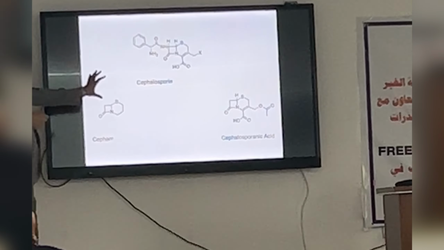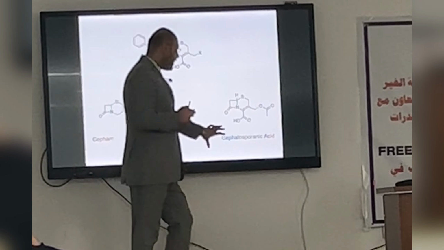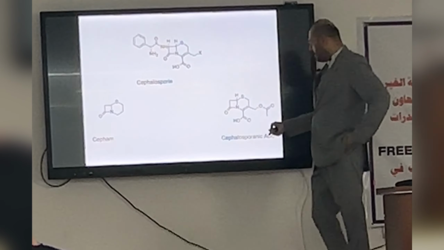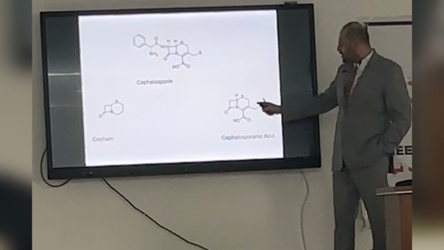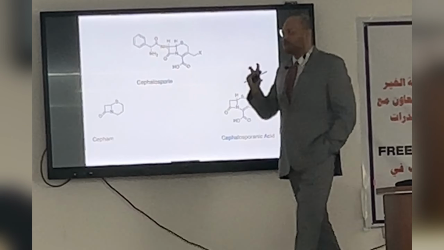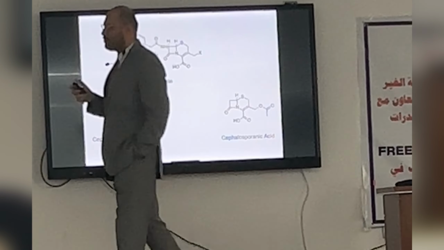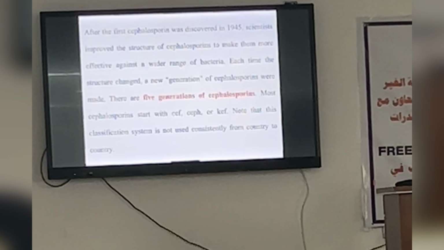In cephalosporin, we have the main structure here, and we have one part of cephalosporin, which is cephalosporanic acid. And if you see here, we have 7-aminocephalosporanic acid, meaning 7 is this part. The structures are big, but they all share common points.